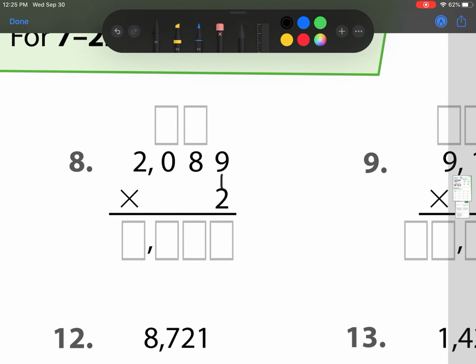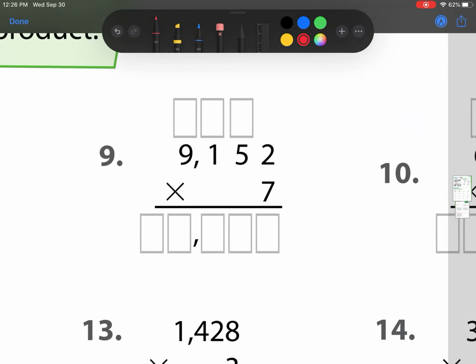Heading on to number 8. 2 times 9 is 18. Regroup that 1. 2 times 8 is 16, plus 1 is 17. Then we have 2 times 0 is 0, plus 1 is 1. And our last one is that thousands place value. 2 times 2 is 4.